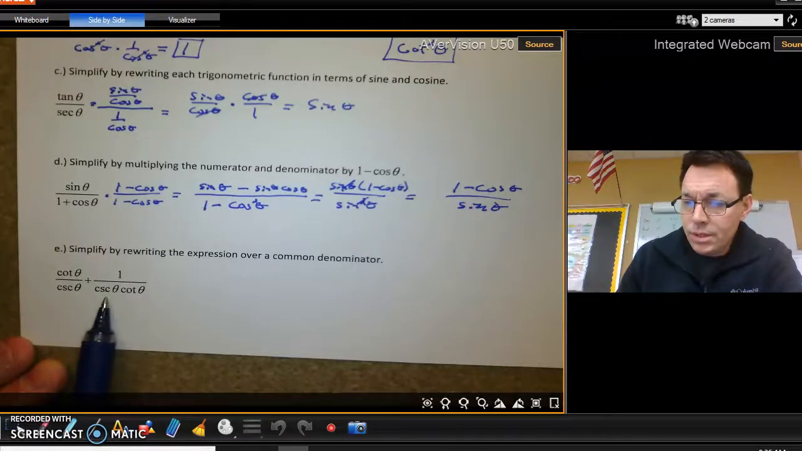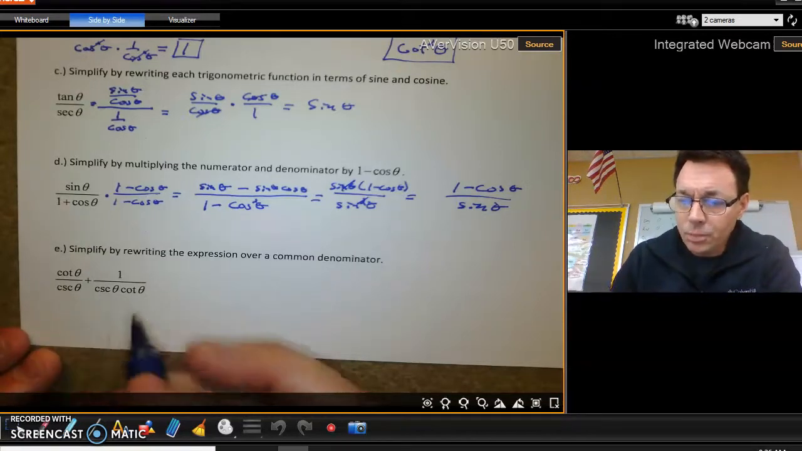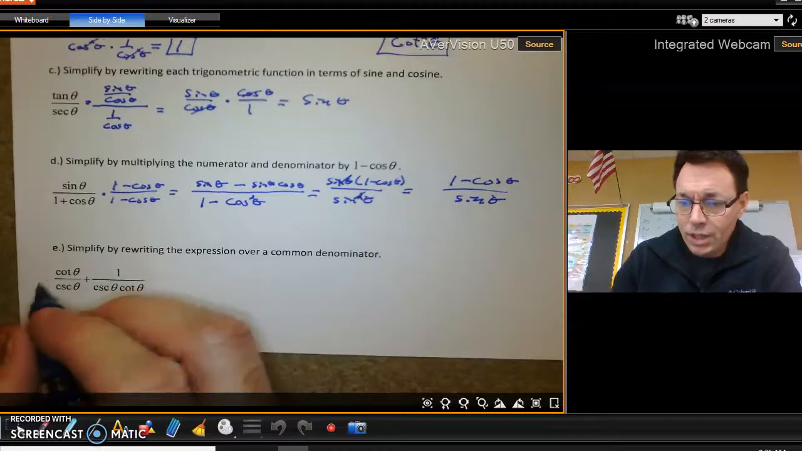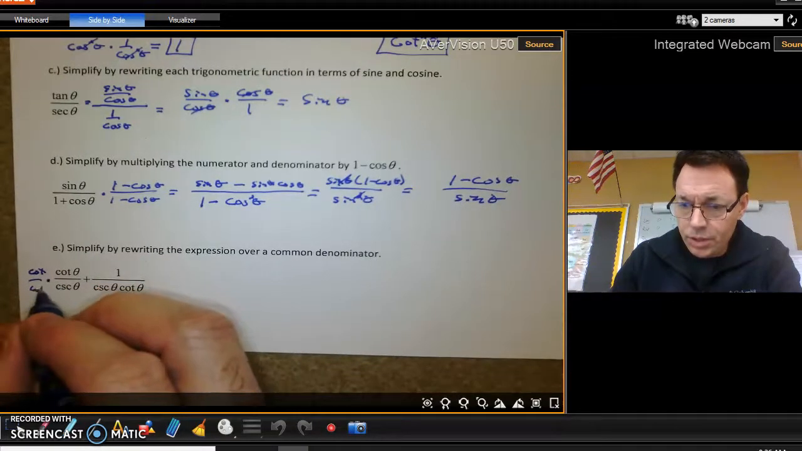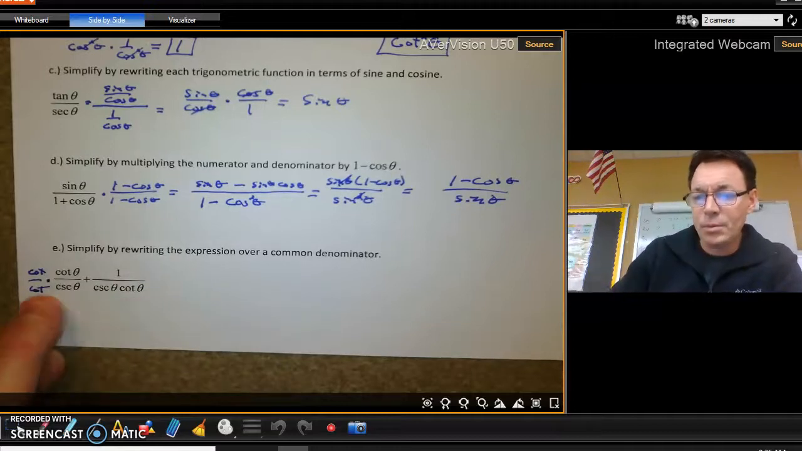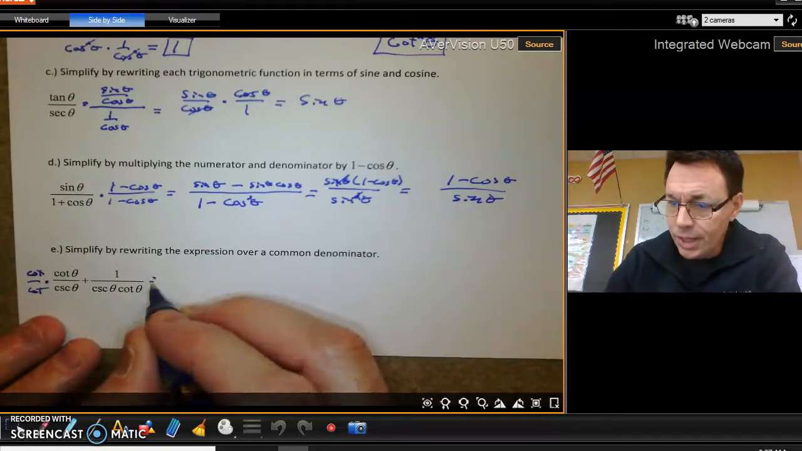So this denominator has a cosecant and a cotangent. This one just has a cosecant, so it's missing a cotangent. So I need to multiply this fraction by cotangent over cotangent. Okay, so I need to multiply the denominator by cotangent, and as long as I do the same thing to the numerator, then I'm allowed to do that. So let's see what happens.